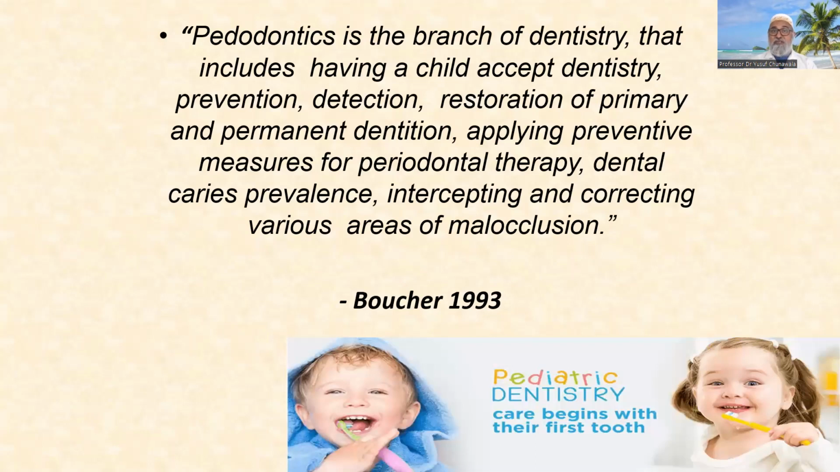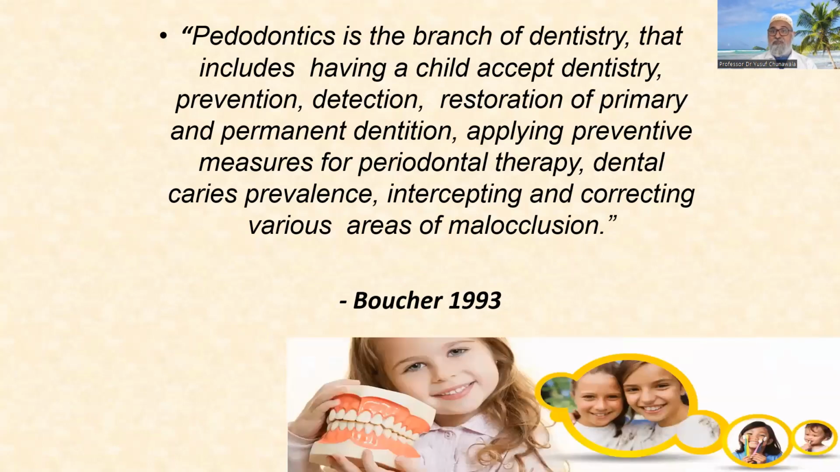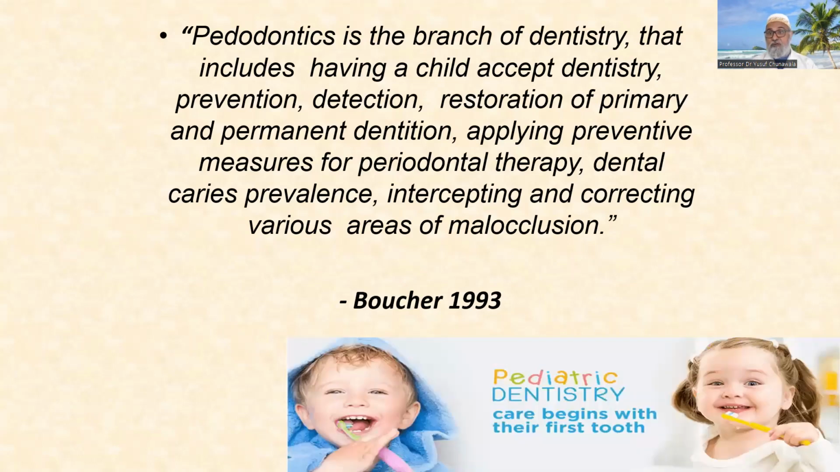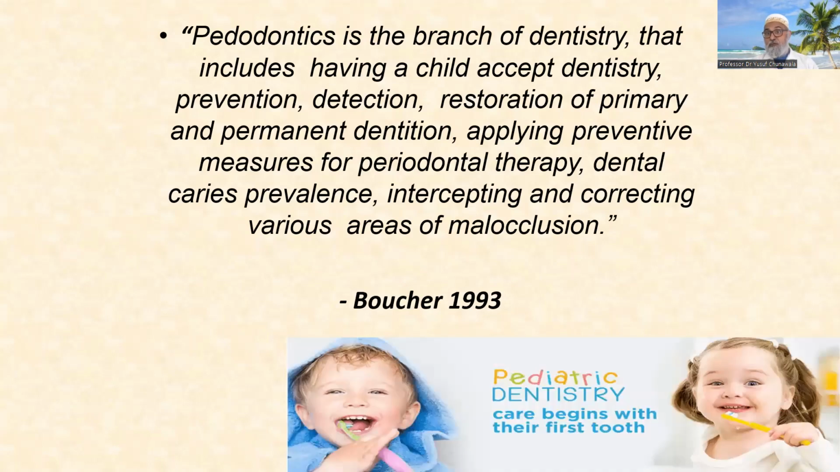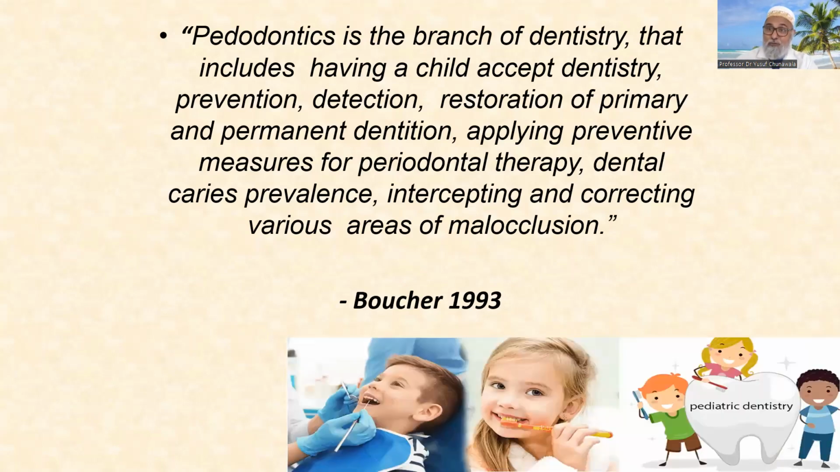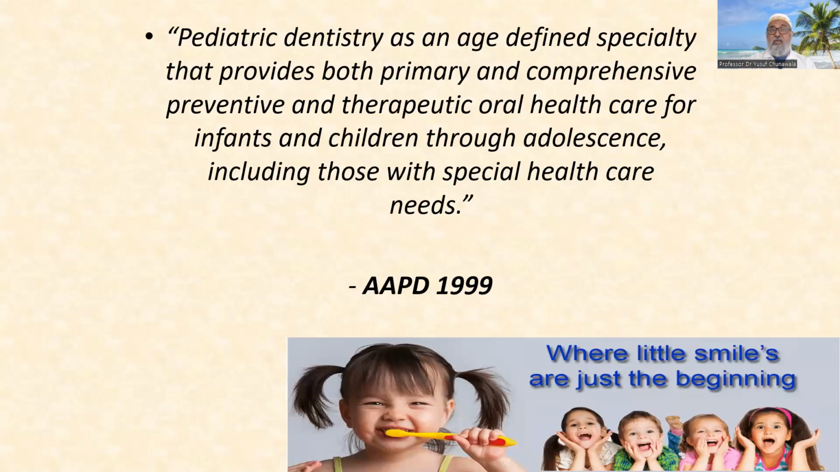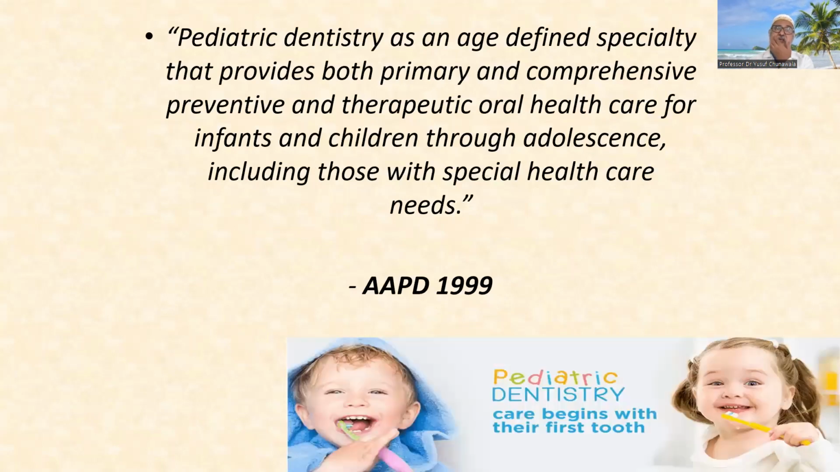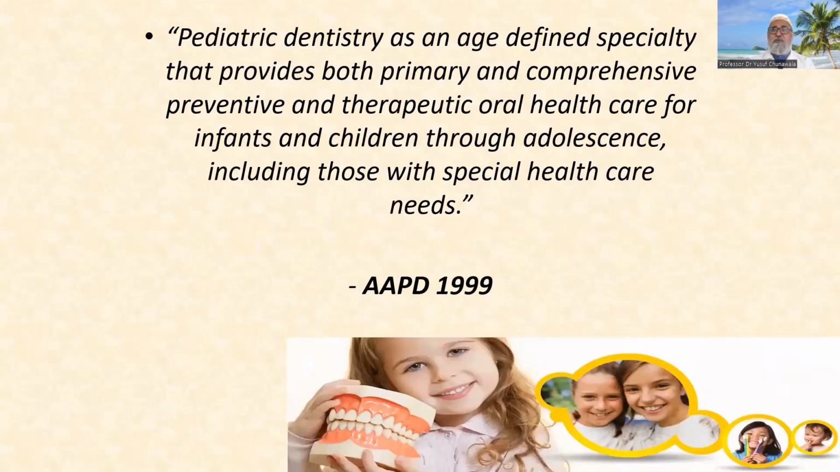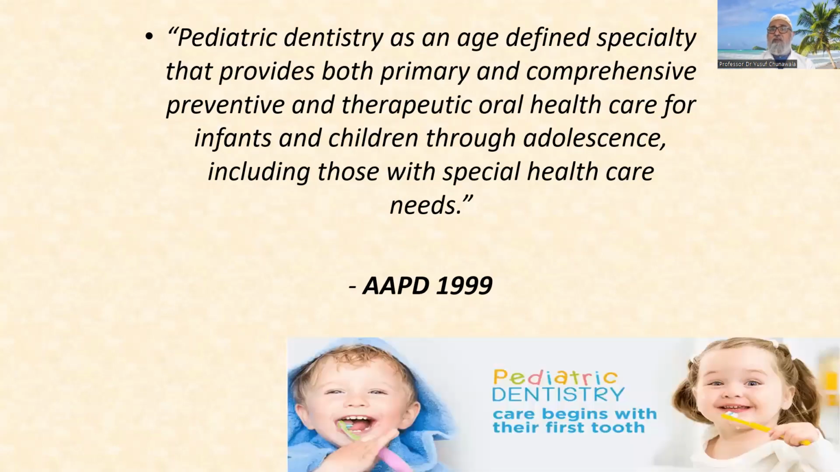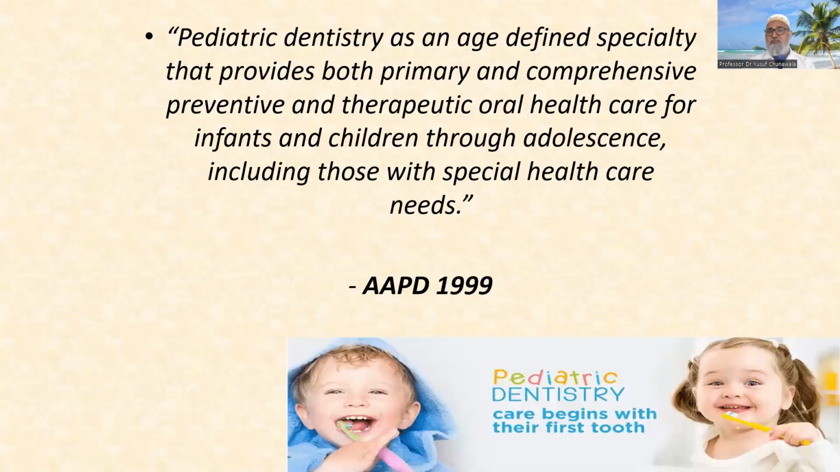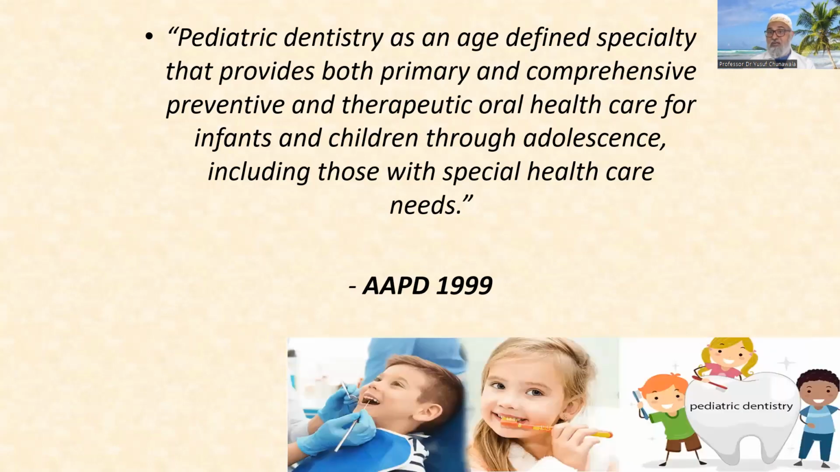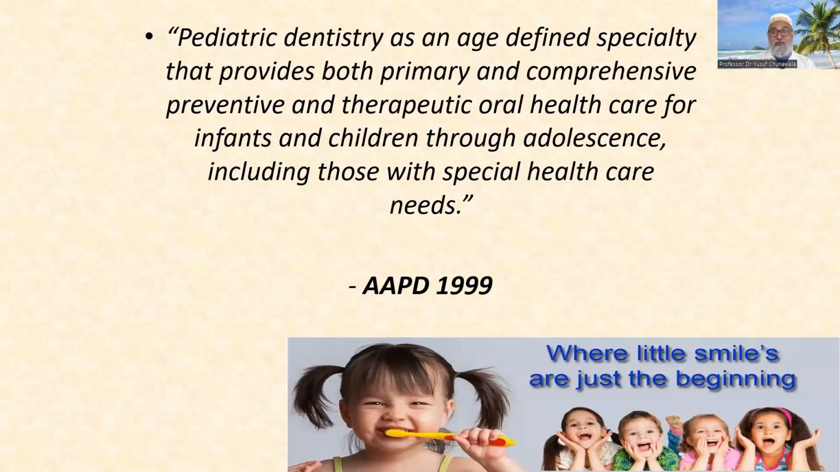Then there is prevention, detection, restoration of primary and permanent dentition, applying preventive measures for periodontal therapy and dental caries prevalence, intercepting and correcting various areas of malocclusion. So here they have included orthodontics also, preventive and interceptive orthodontics. And the most accepted definition is by AAPD 1999. It says that pediatric dentistry is an age-defined specialty and provides both primary and comprehensive preventive and therapeutic oral health care for infants and children through adolescence, including those with special healthcare needs. So the definition is telling us that there is a lot of scope.